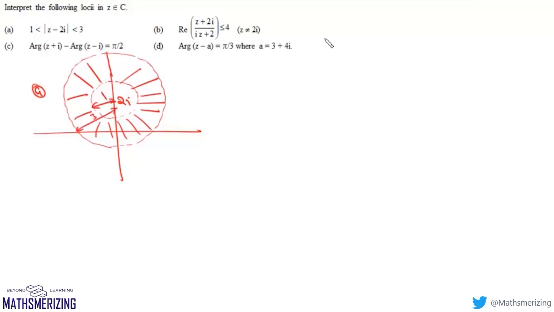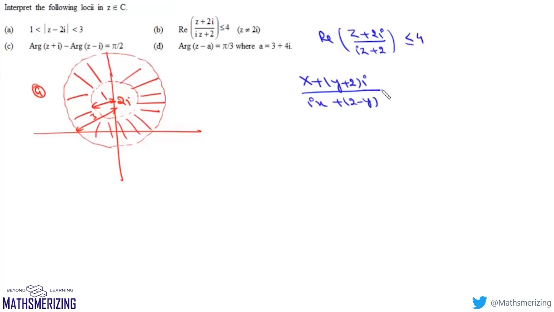Now this second locus is real part of iota z plus 2 upon z plus 2 iota, it is less than or equal to 4. Now z plus 2 iota will be x plus iota y plus 2 iota, and it will be iota x plus 2 minus y, and we can rationalize it as minus iota x plus 2 minus y upon minus iota x plus 2 minus y. Now we can multiply it.